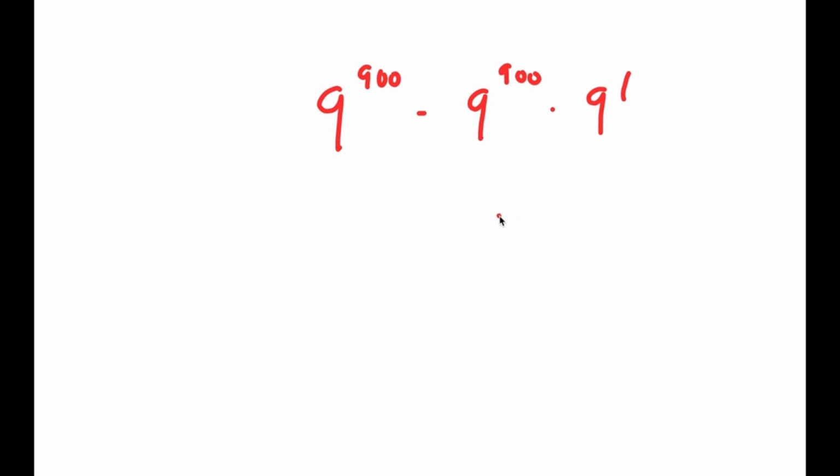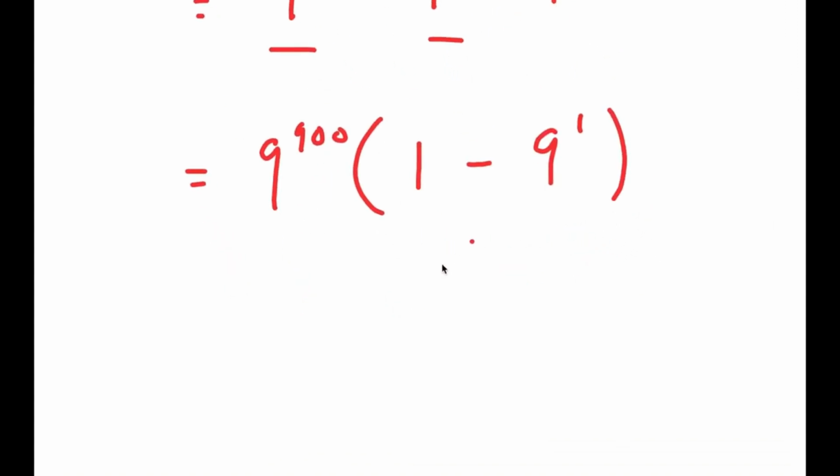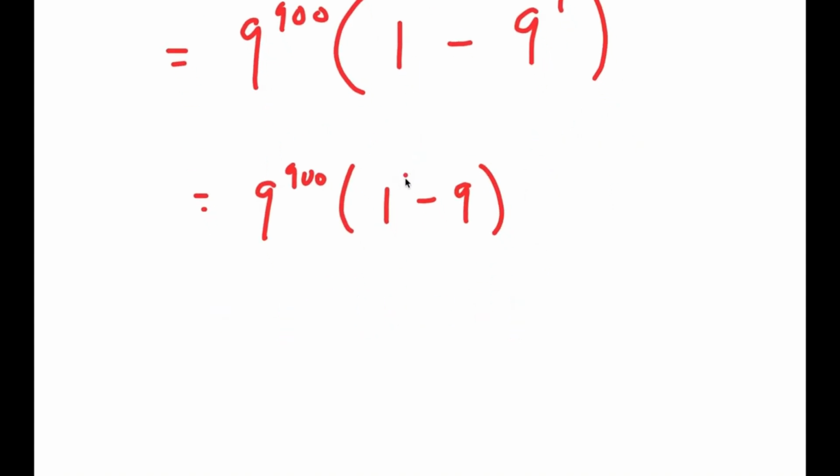So now from here, these two terms have the number 9 to the power of 900 in them. So I'm going to factor out 9 to the power of 900, which is what I said I was going to do at the beginning of the video. So now I get 9 to the power of 900 times 1 minus 9 to the power of 1. And this is equal to 9 to the power of 900 times 1 minus 9, because 9 to the power of 1 is the same thing as 9. Now 1 minus 9 is equal to negative 8. So I get 9 to the power of 900 times negative 8.